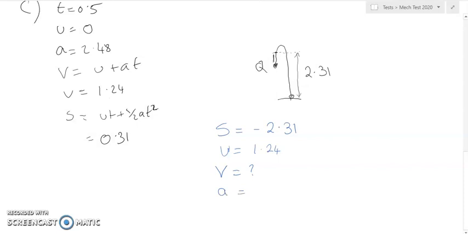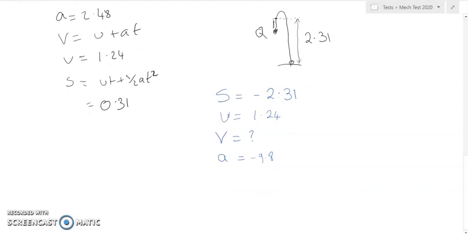The only forces acting on this particle now, because the string's broken, are gravity. And gravity is going to be pulling the particle downwards with an acceleration of 9.8. I'm giving it an acceleration of 9.8. And then time, we don't know.